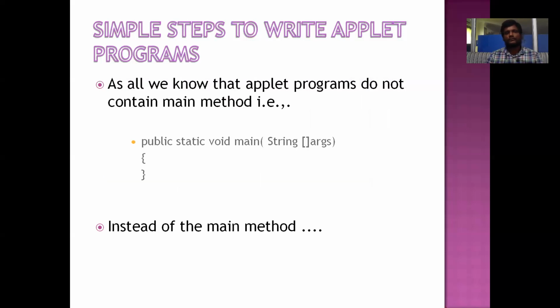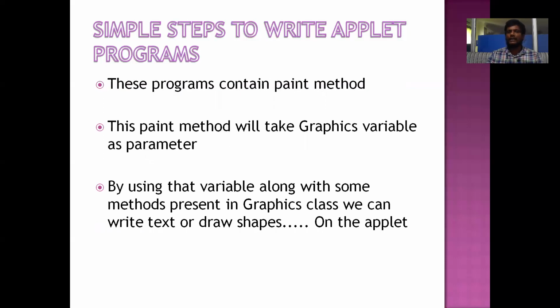Coming to the next point, as we all know, applet programs do not contain a main method. In standalone applications, while writing simple or complex programs, each and every program must contain a main method, that is public static void main string args. But applet programs do not contain a main method; they work without it. Instead of the main method, we use a different method called the paint method.